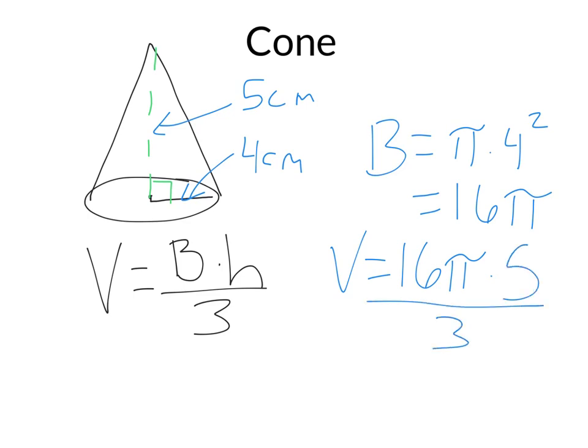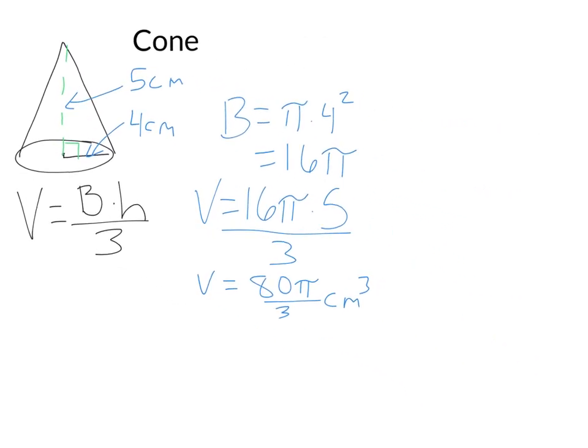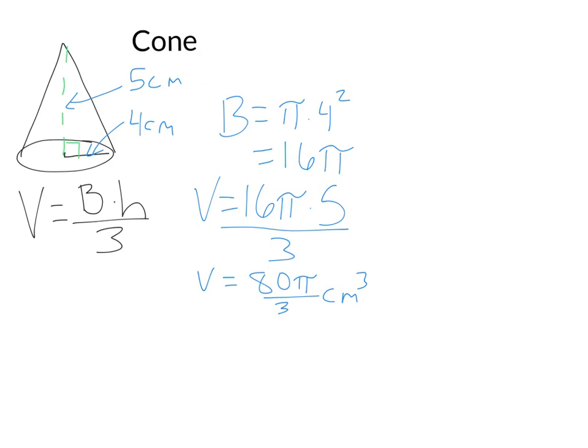Well, 16 times 5, let's see what we got there. We're going to be at 80. So 80 pi over 3, and that would be centimeters cubed. So that would be my exact answer, right? That is my exact answer. But I'm going to work to get the decimal answer as well. So this is exact.